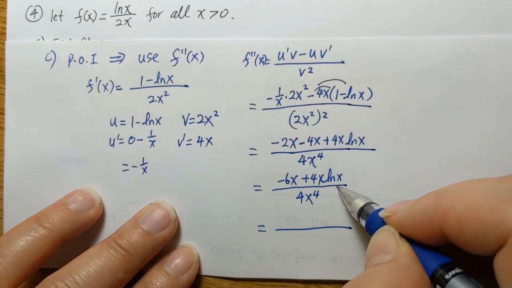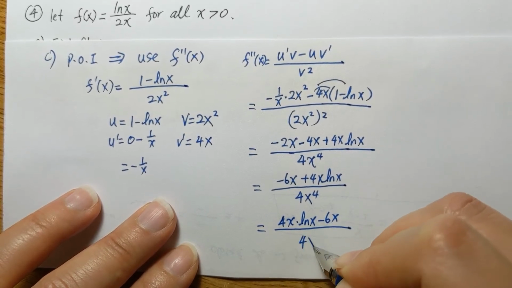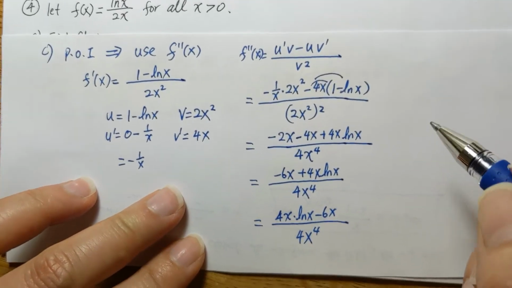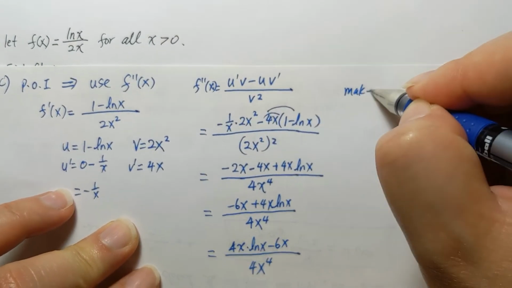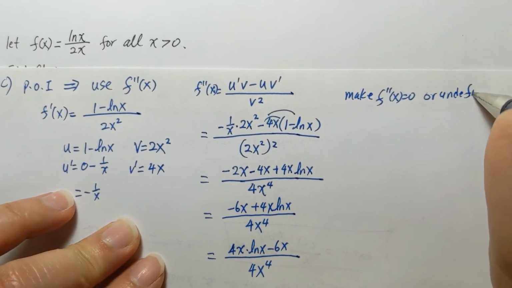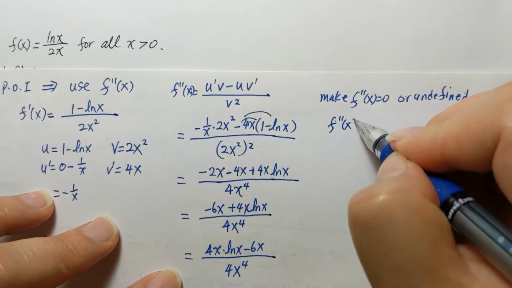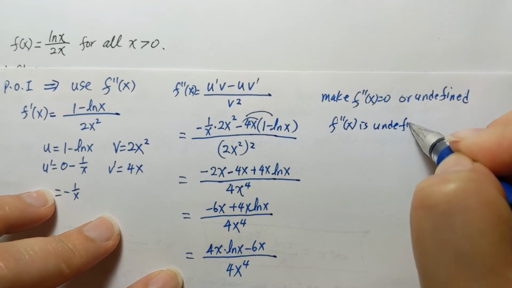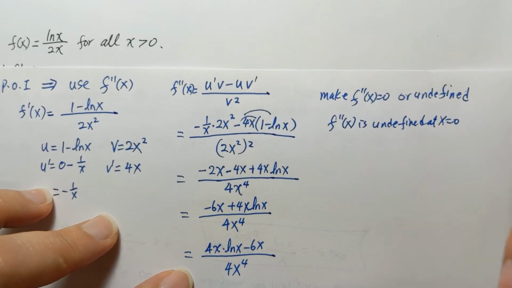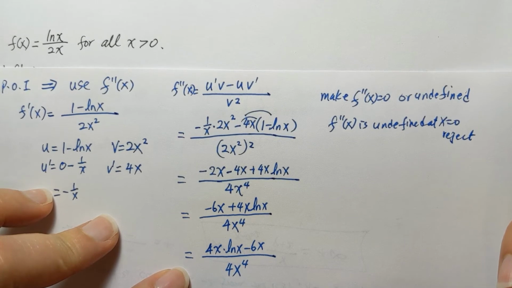I'm going to swap the order of this. So I get 4x times ln x minus 6x, over x to the fourth. The question asks you to find the point of inflection. So we're going to make f double prime of x equal 0 or undefined. So f double prime of x is undefined at x equal to 0. Now we're going to reject this for the same reason. You had the domain x greater than 0.